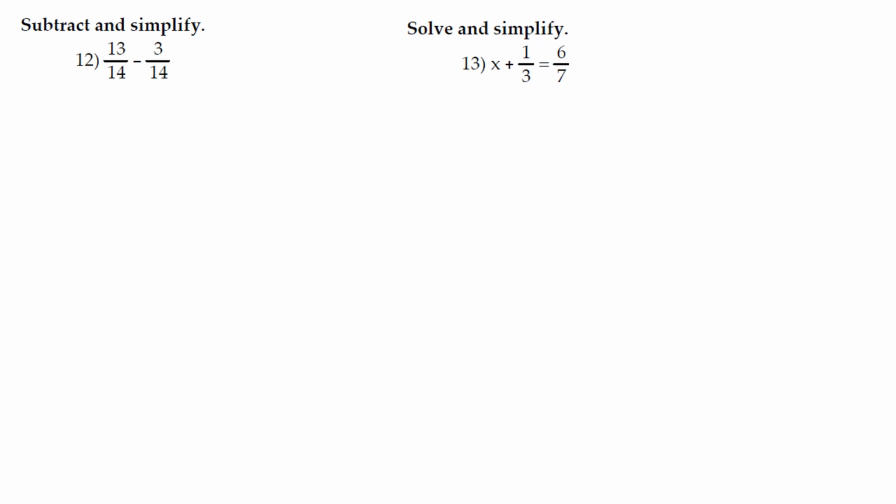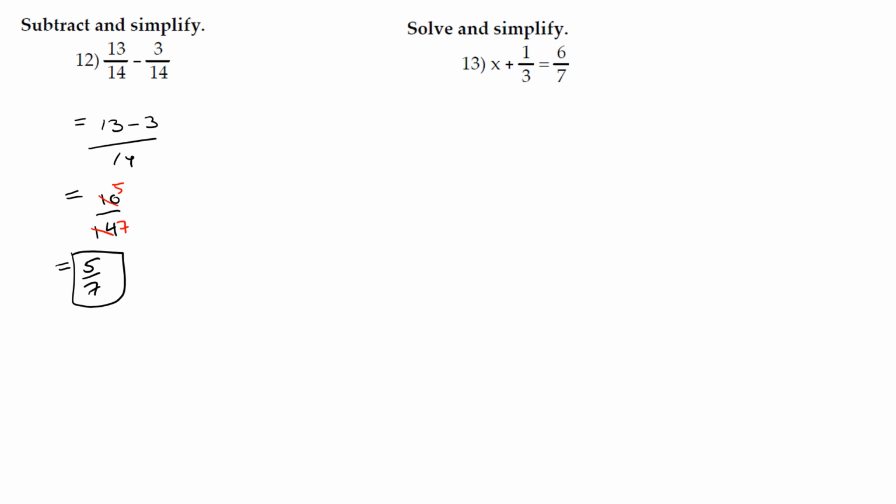Alright, subtract and simplify. So this one actually happens to have a common denominator already. So this is going to be 13 minus 3 over 14, so 10 over 14, which is going to simplify. They're both divisible by 2 here, so that gives me a 5 and a 7. So this is going to equal 5 over 7.